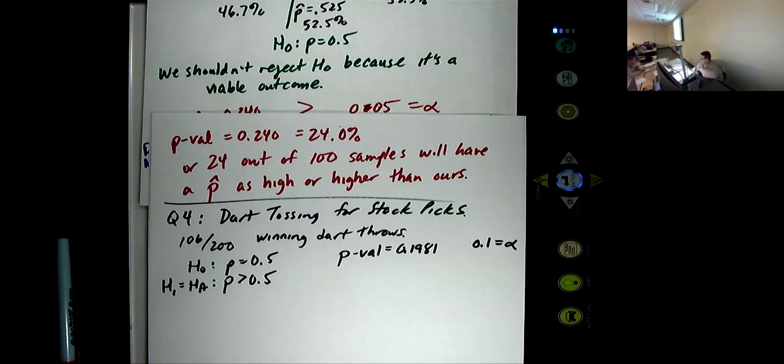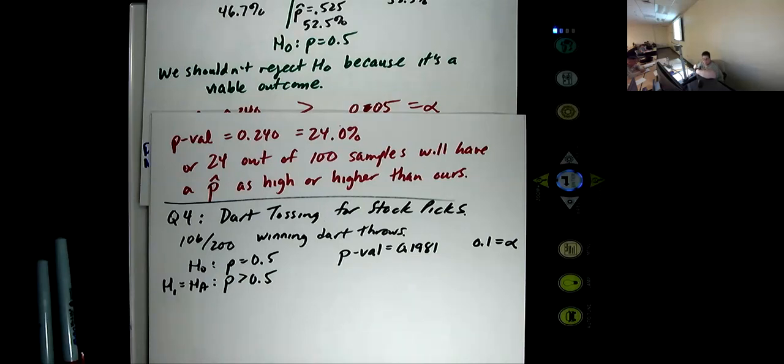They didn't tell us it followed the normal distribution, but I'm sure we could check it. Or just flat out assume that tossing darts does it, but I don't know that that's a safe assumption. But if we do n times p times 1 minus p, we use n equals 200, we're still above that 10.